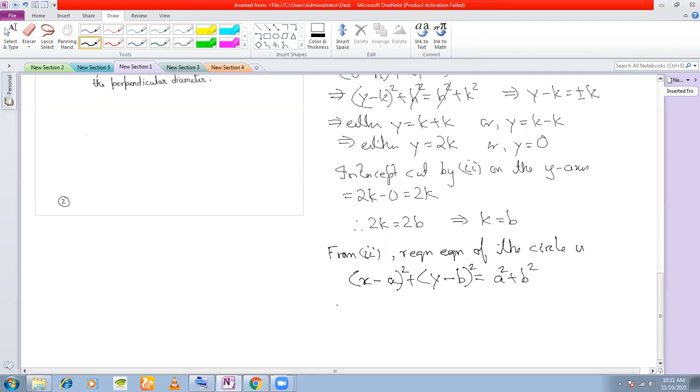If you want, you can simplify it a little further also. You can write this as x square minus 2ax plus a square plus y square minus 2by plus b square is equal to a square plus b square. So that means a square and b square will both cancel both the sides. So you get x square plus y square minus 2ax minus 2by is equal to 0.